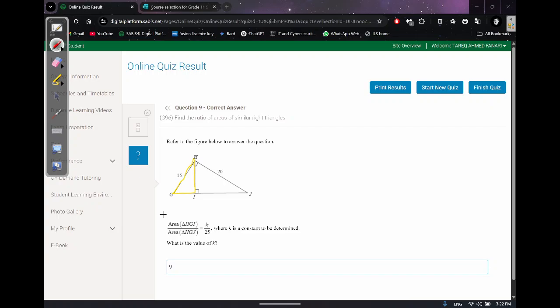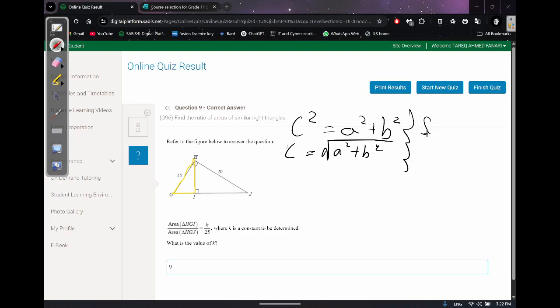3 rules. The simplest one is the Pythagoras theorem. C squared equals A squared plus B squared. But I like using it in a simpler way, which is C, the hypotenuse, is equal to the radical of A squared plus B squared. You can use any of these. They mean the same thing. And you need to know that the ratio of the sides, S2 over S1, is equal to K, and A2 over A1 is equal to K squared. These two rules are directly related. Keep them in mind.